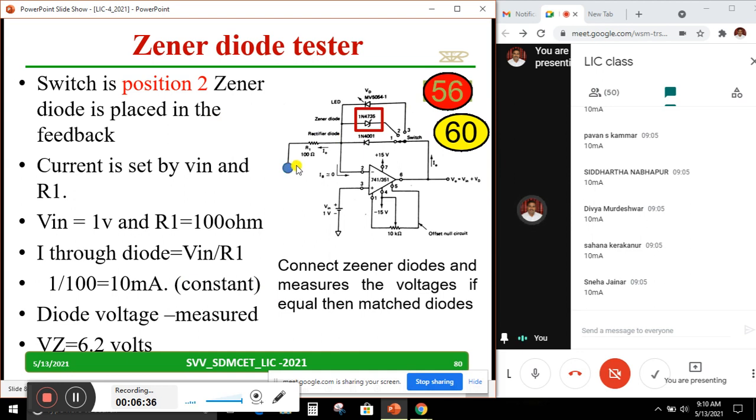So remaining all are the same, only I have to note down 3 points. One is the switch position is 2, and you are supposed to remember the diode is fixed, current is fixed. Diode voltage I will measure, connecting one after the other. Just I will replace another diode. If the voltage is remaining the same for a few diodes, those diodes are matched diodes, I can say, and I can make use of those diodes whenever I need the same Zener diode in a particular circuit.